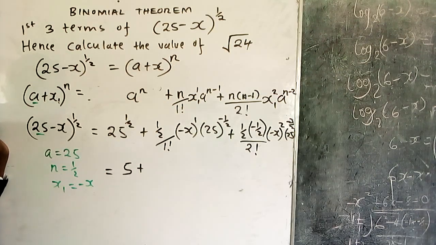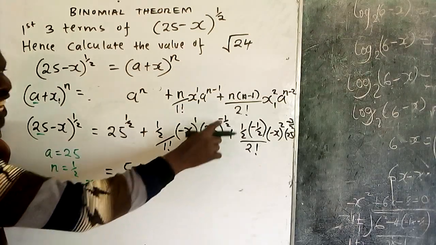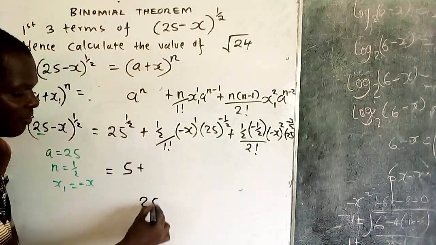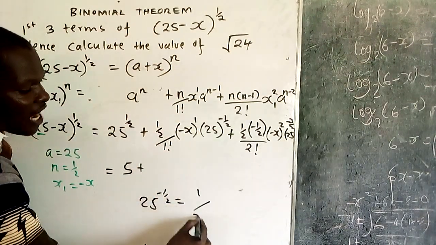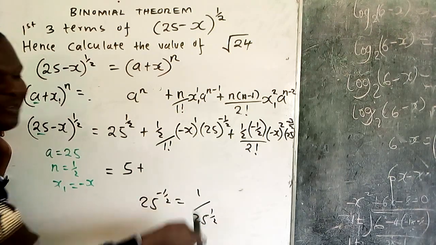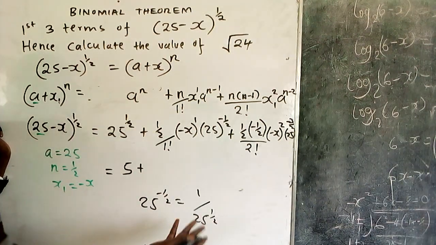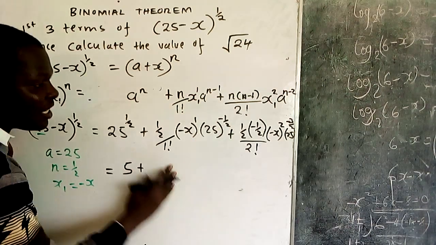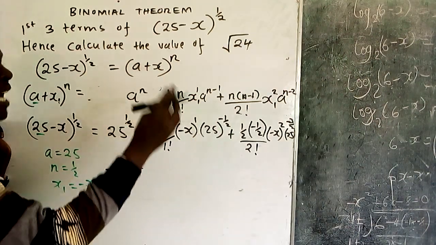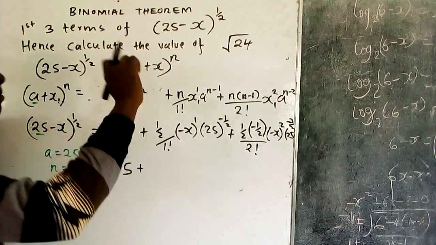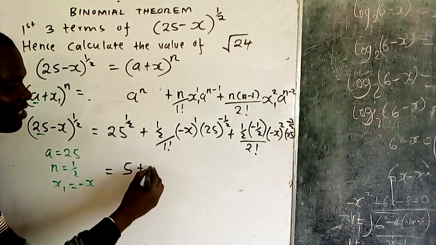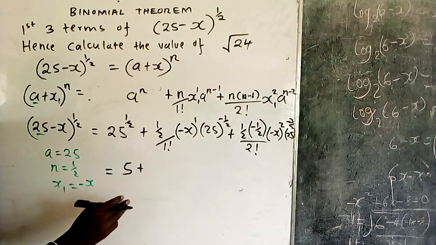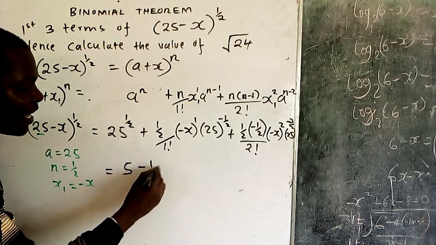It is 1 over 5. Because negative means reciprocal. If you have 25 raised to negative a half, it means it is 1 over 25 raised to power half. That negative implies reciprocal. 25 raised to power half is square root of 25, which is 5. So you get 1 over 5. Yes. Good. So this is a half times negative 1. You get negative a half times 1 over 5. So you get negative 1 over 10. Yes. Are we together? Yes.